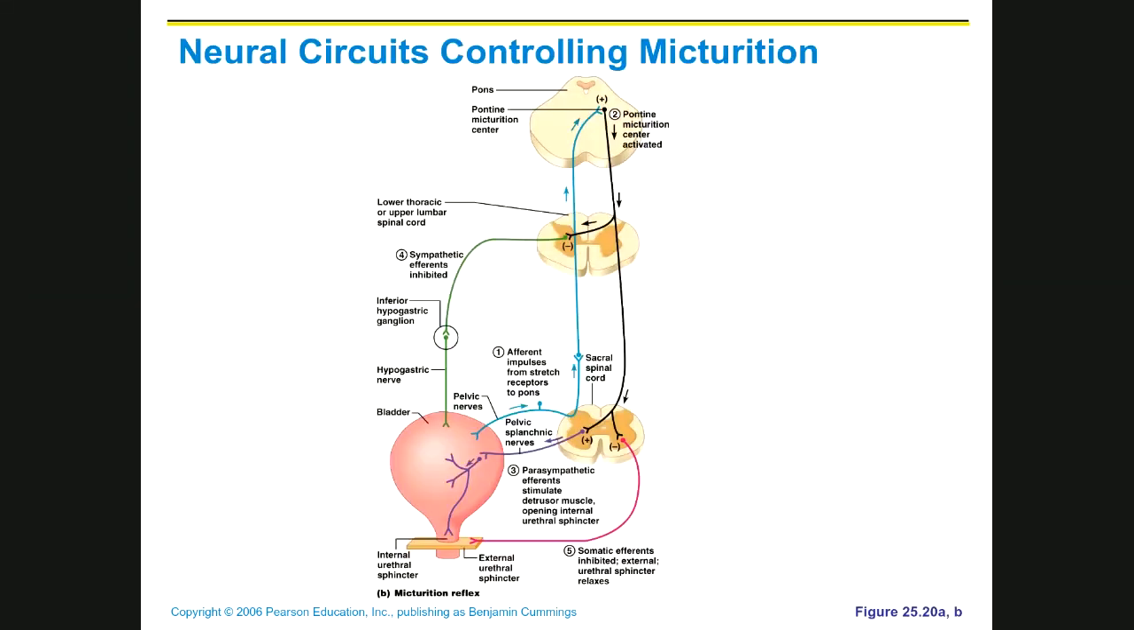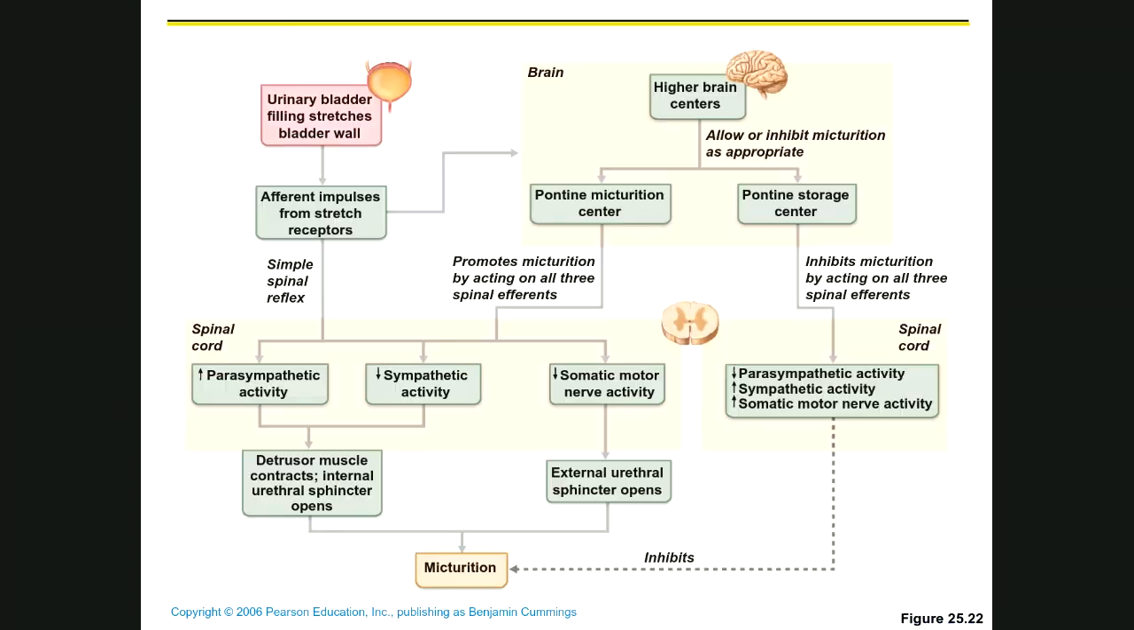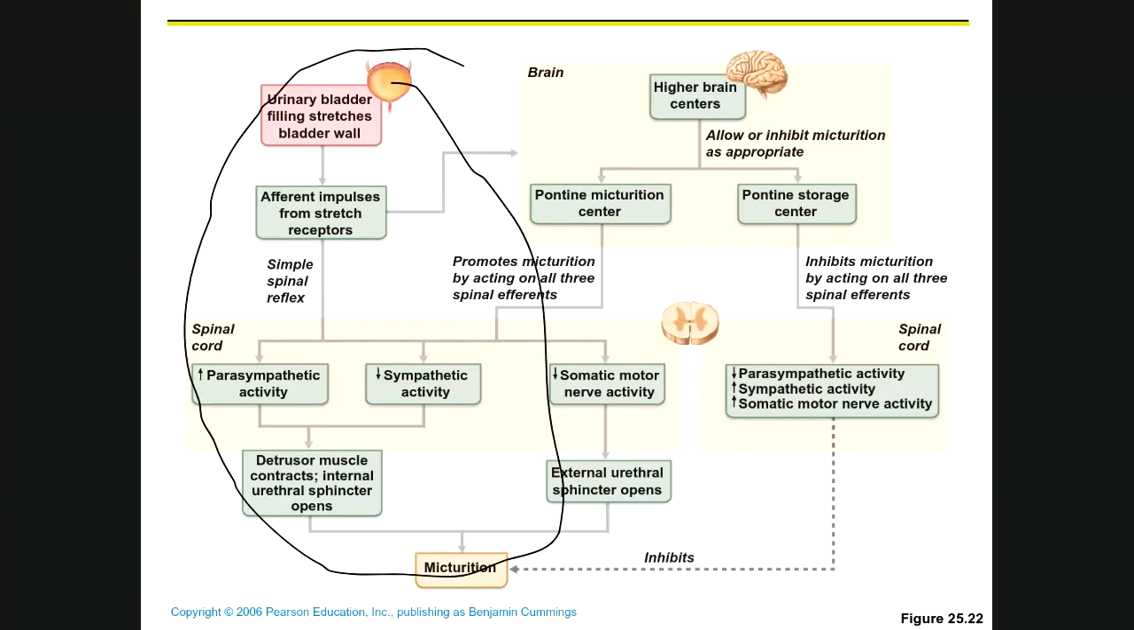And it looks something like this. So the control of this happens here at the base of the spinal cord, but also up in the brain. So it looks like this. So there's the involuntary part, and then there's the voluntary part. Any questions?